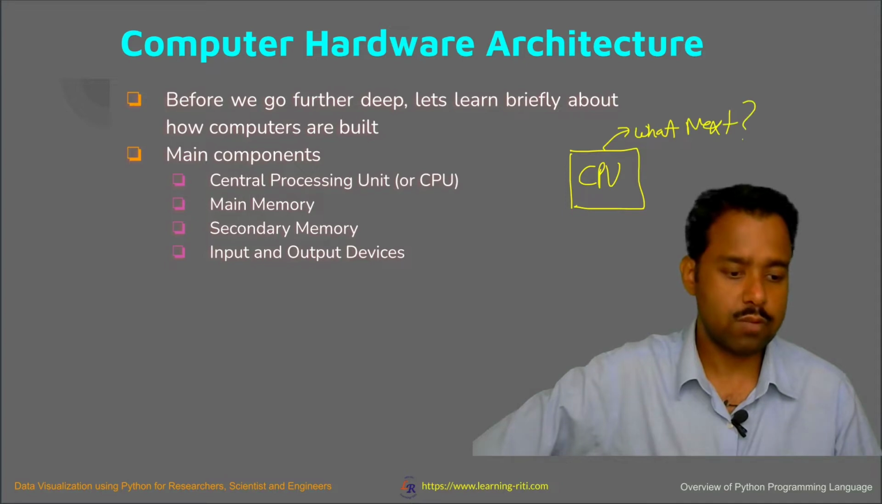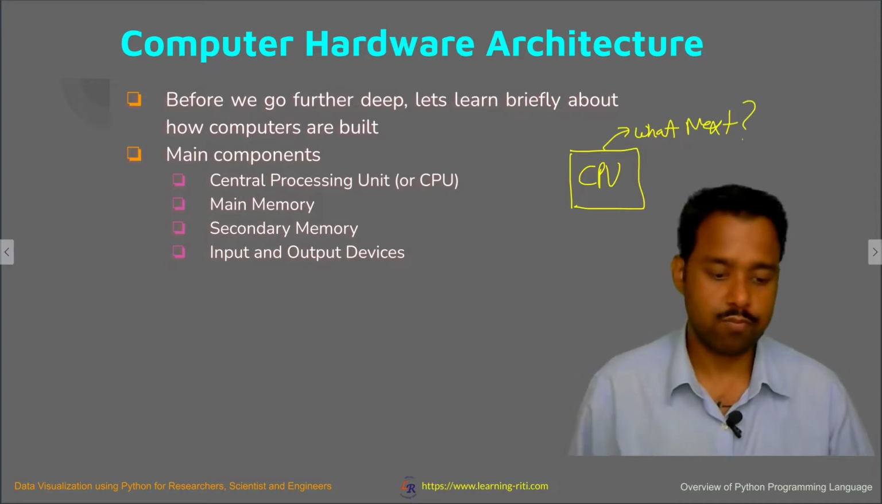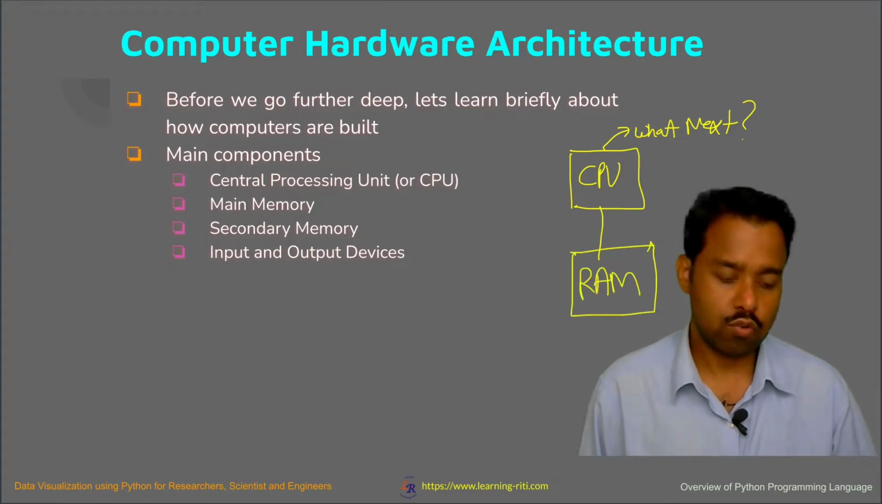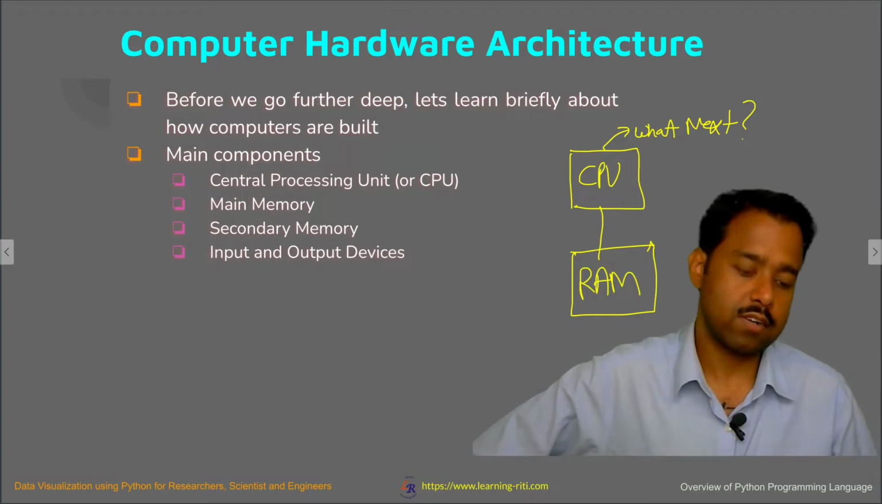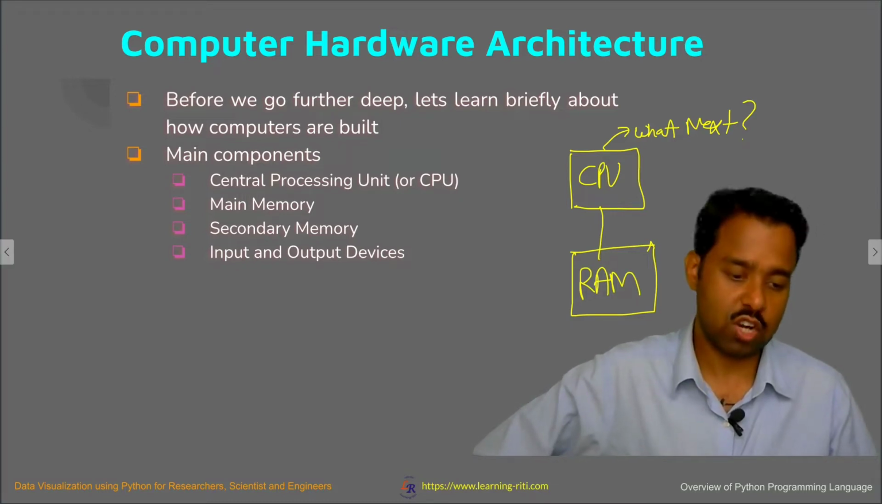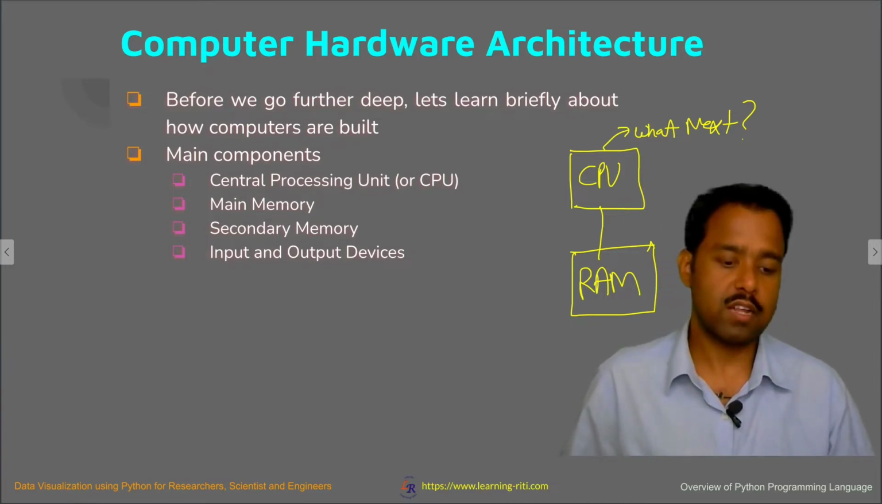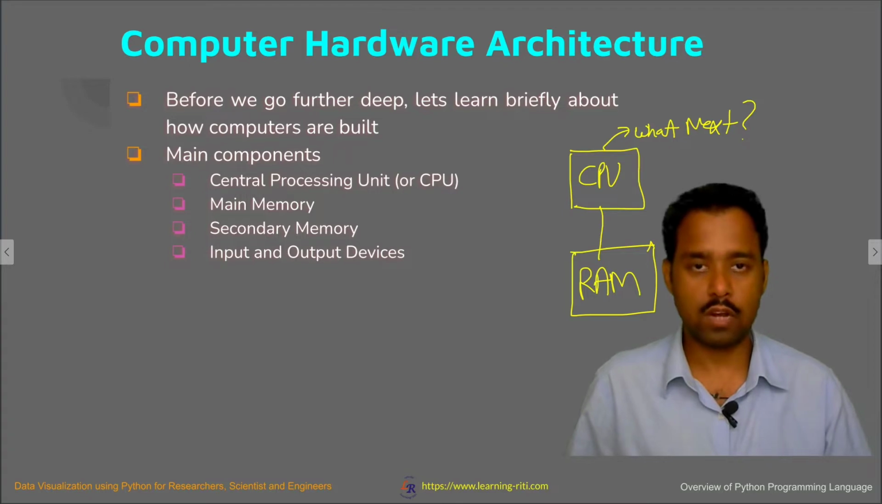So this always keeps asking what next. And then the second unit is main memory. We also call it random access memory, or RAM, where you put the program, and that gives the instructions or answers the CPU's question of what next. So this keeps giving commands to the CPU to perform the task and keep asking, and the cycle goes on.